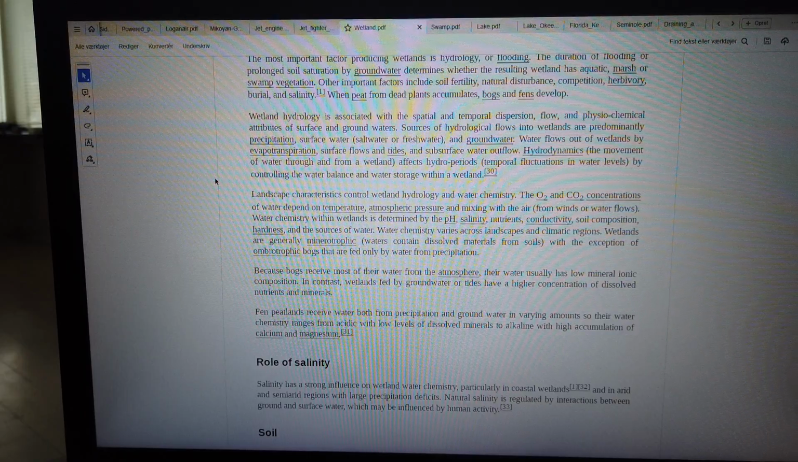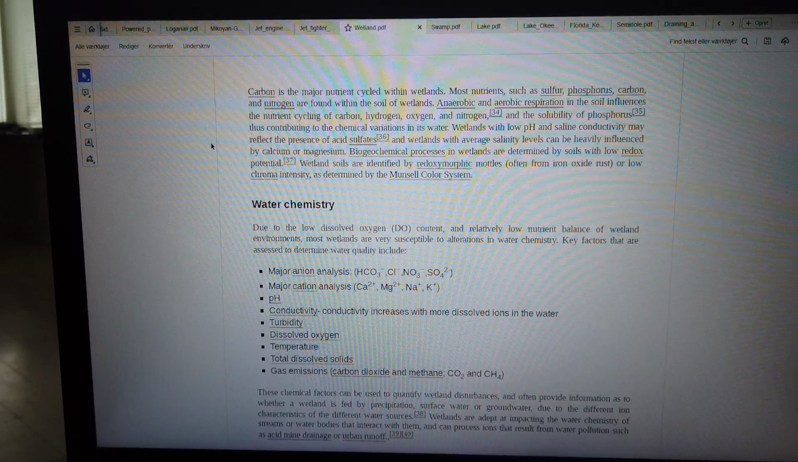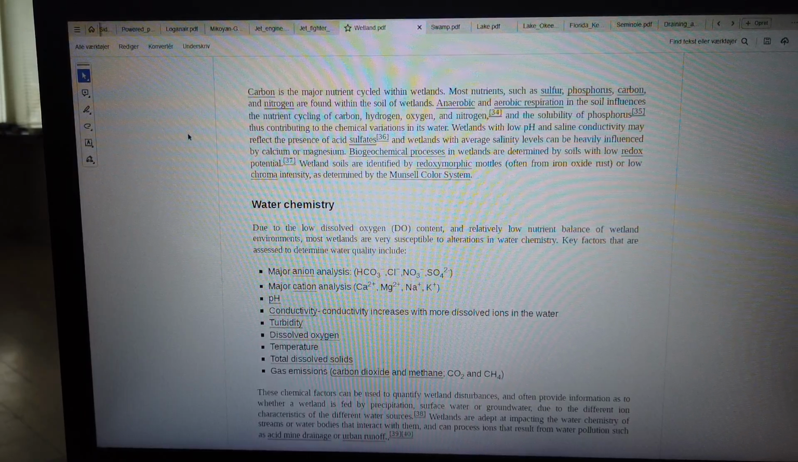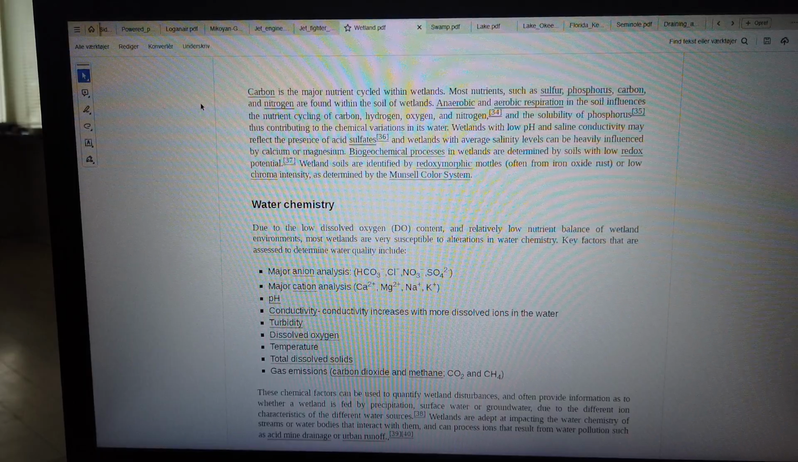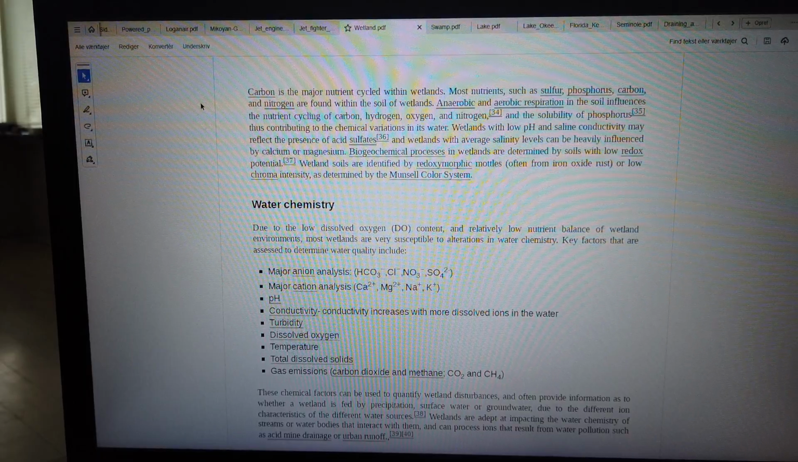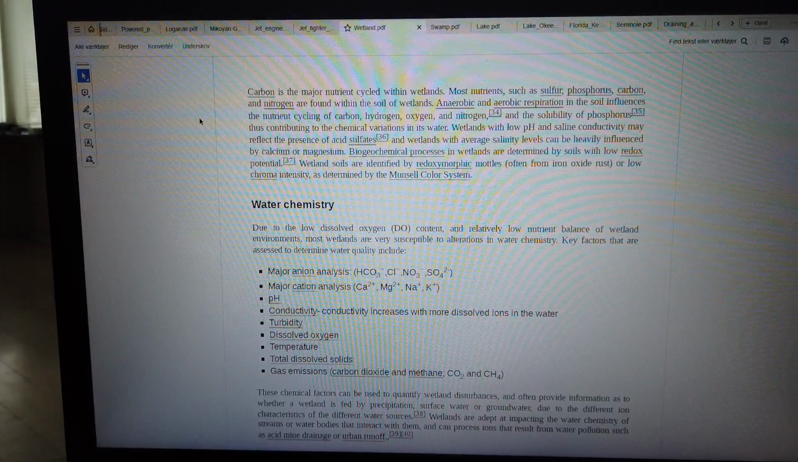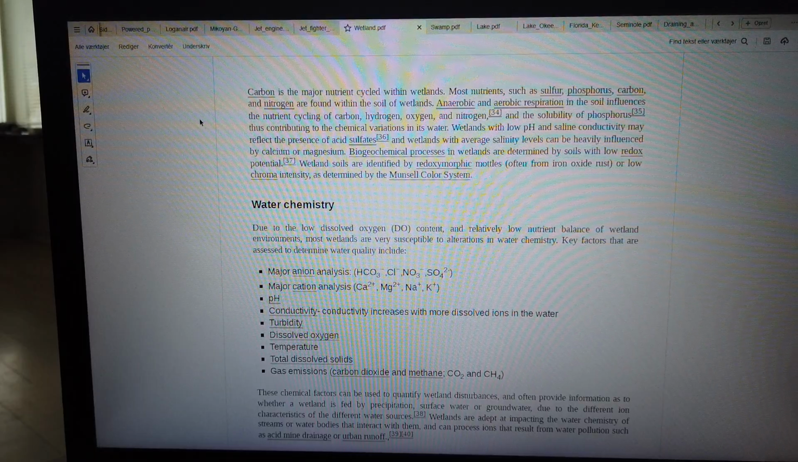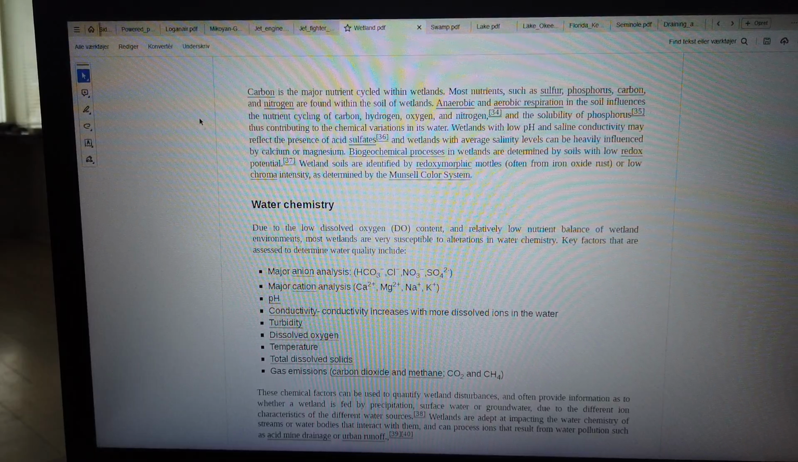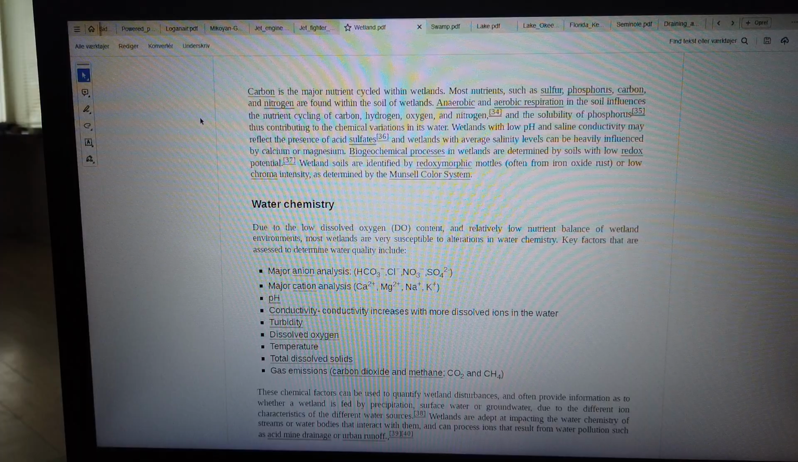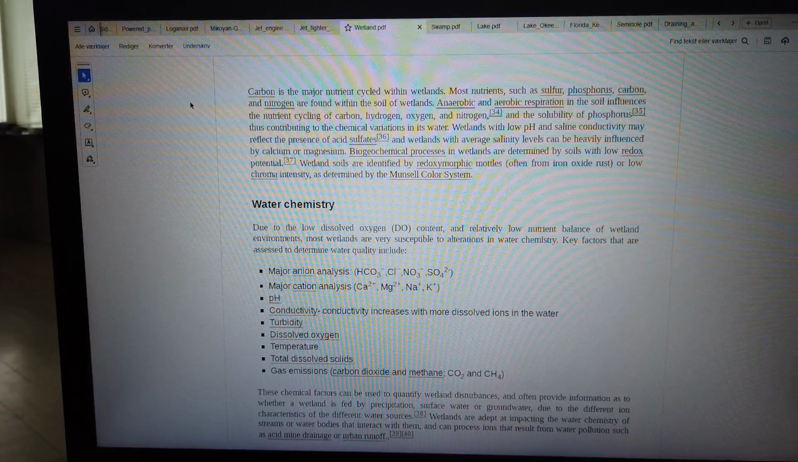Soil. Carbon is the major nutrient cycled within wetlands. Most nutrients, such as sulfur, phosphorus, carbon and nitrogen, are found within the soil of wetlands. Anaerobic and aerobic respiration in the soil influences the nutrient cycling of carbon, hydrogen, oxygen, and nitrogen.